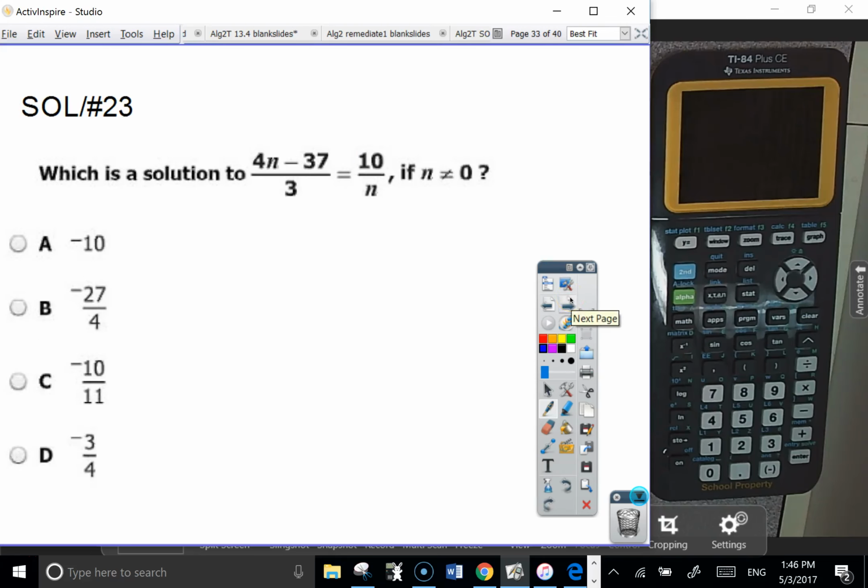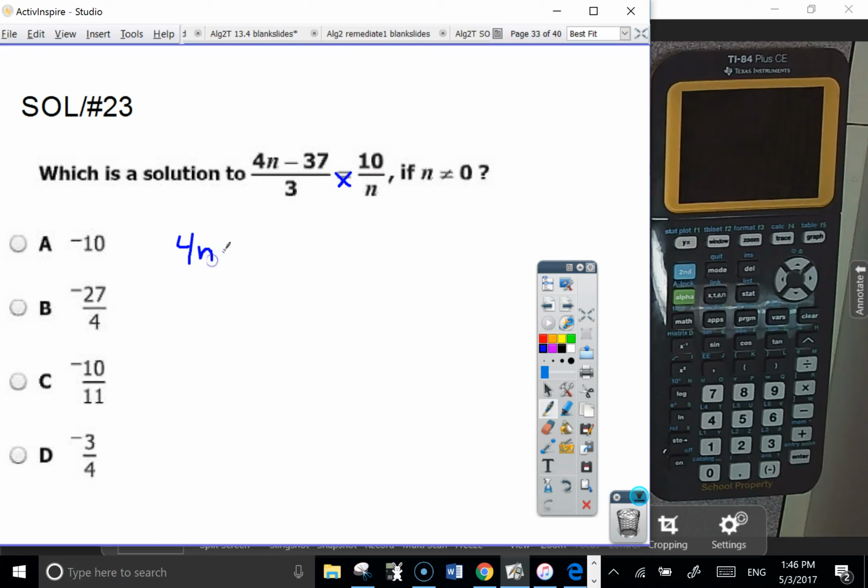Okay, now we've got a rational equation. Remember, there's two kinds of rational equations. You got the kind where it's one fraction equals another, like this, and then you got the kind where it's not one fraction equals another. What do you do if it's one fraction equals another? Cross multiply, right? You need to get that n out of the denominator, so cross multiply.